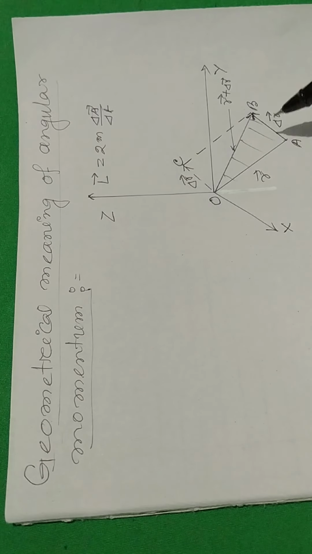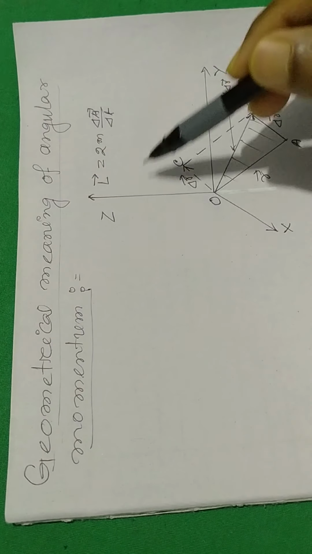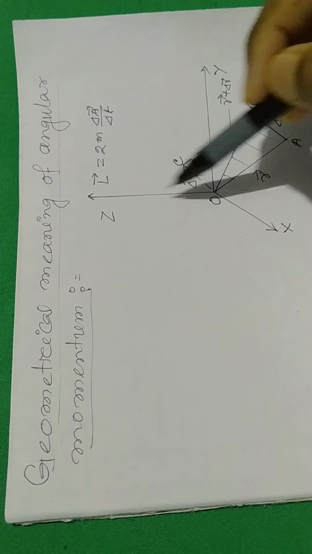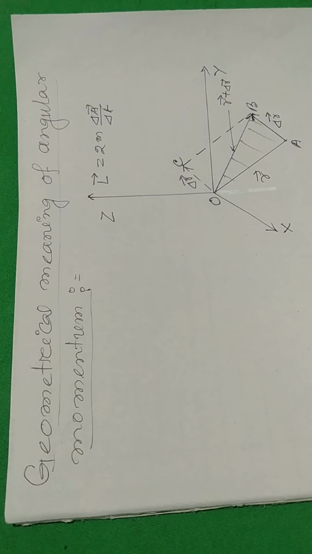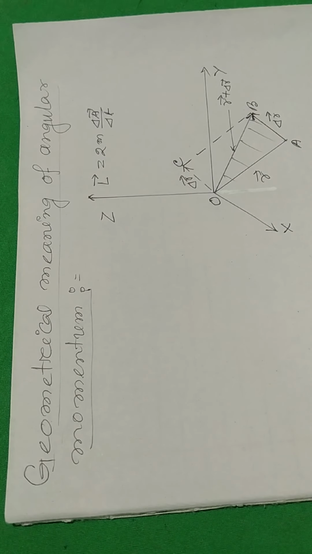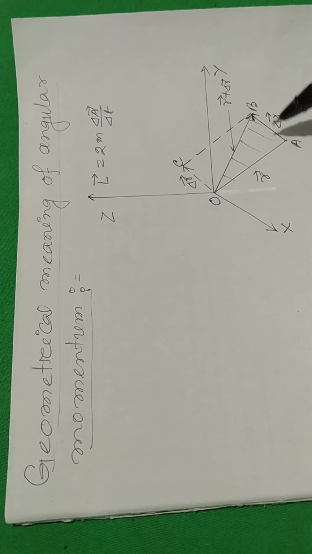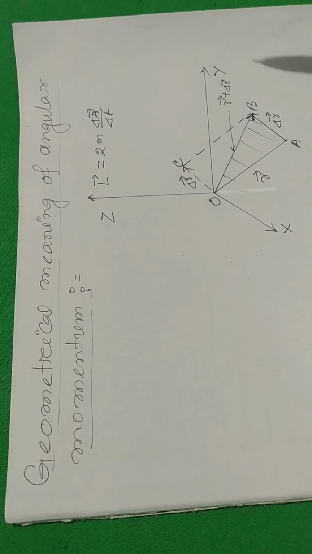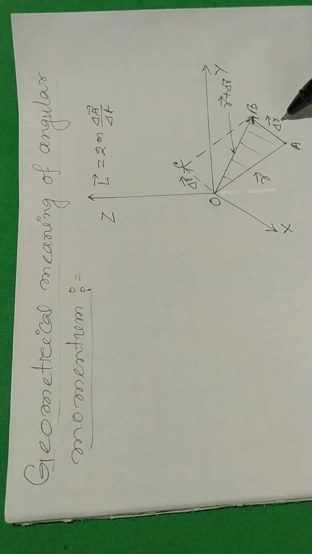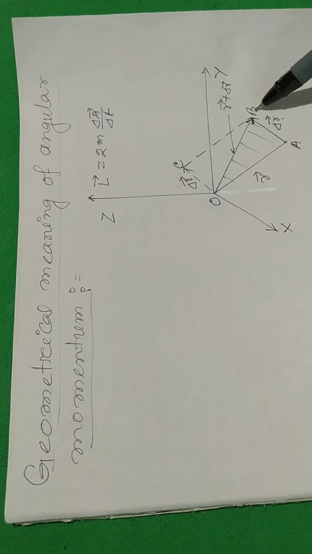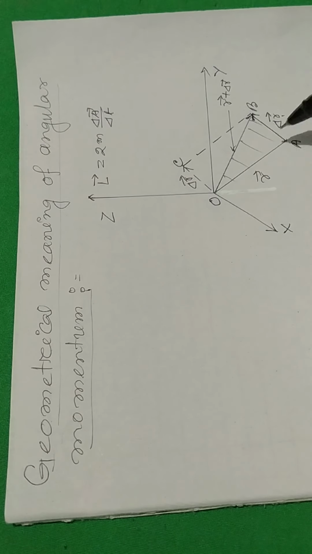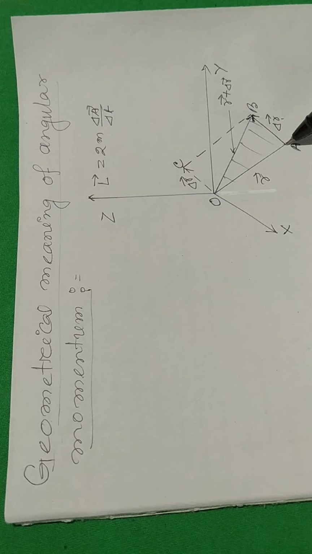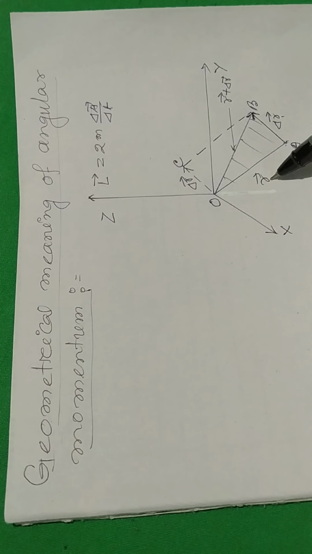Here you see the diagram. A particle is rotating about an axis OZ. Say the particle at any time is at point A. After a small time interval, the particle reaches B point. When the particle is at point A, then the position vector of the particle is OA, which is R.